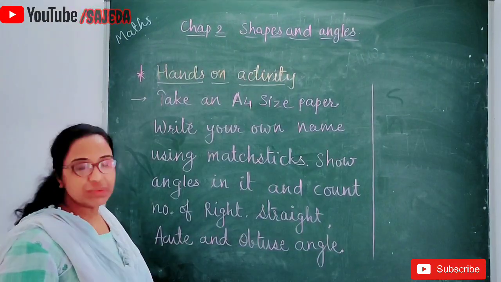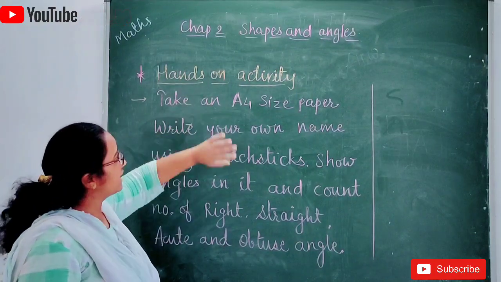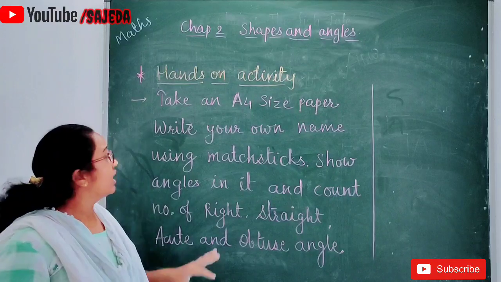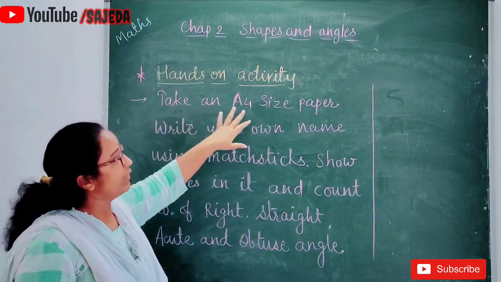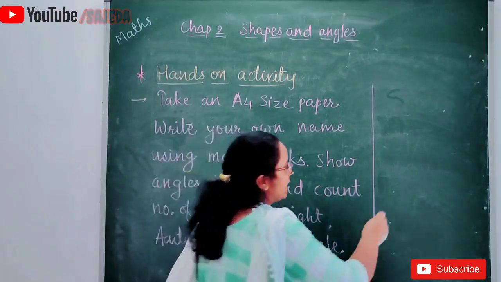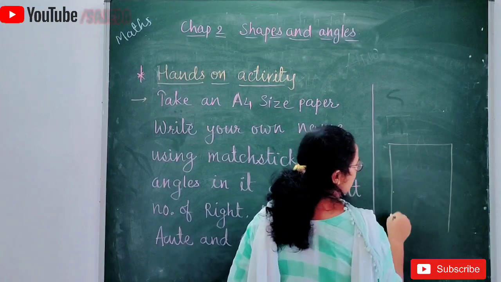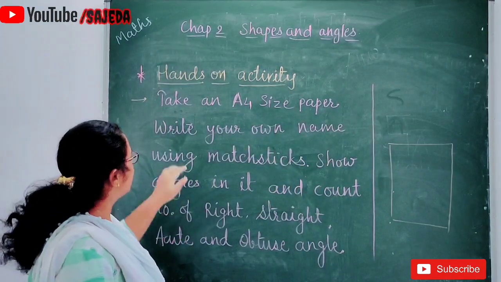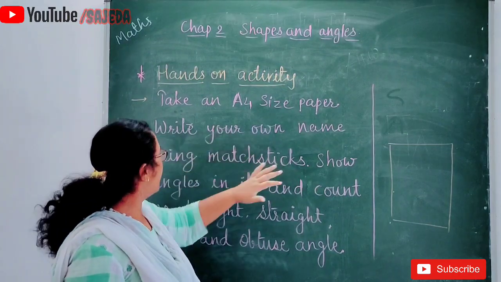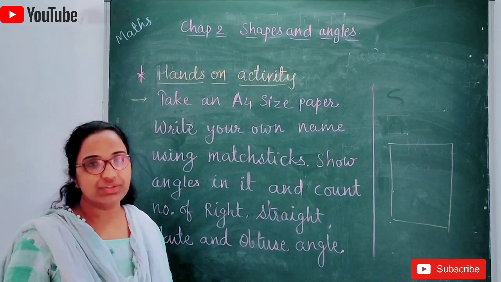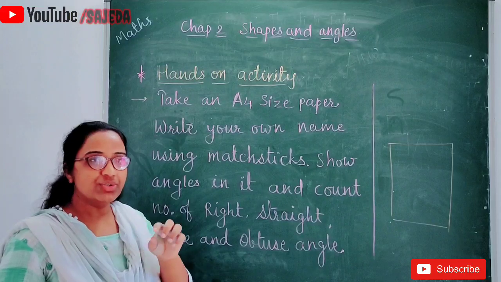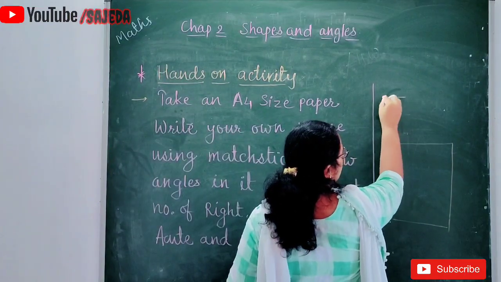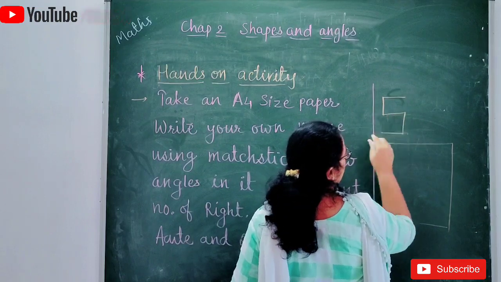Now related to this topic, here is one hands-on activity. This one you all have to do. What you have to do? Take a white A4 size paper. Then write your own name using matchsticks. At your home you all have matchsticks. So using those matchsticks, write your own name like this way.